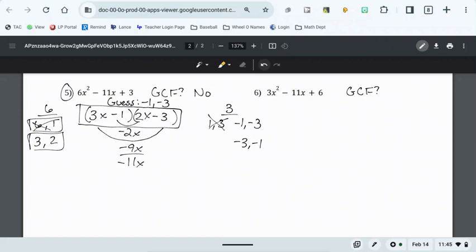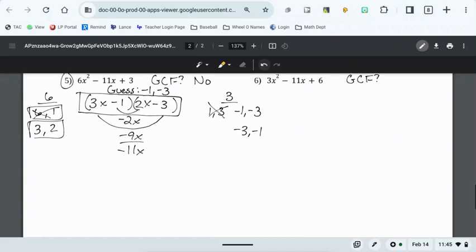So you can see with the number of options that we have, as that increases, the number of times that we may have to guess and check increases.